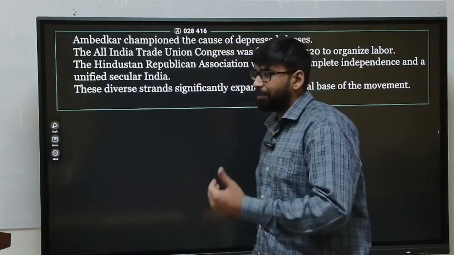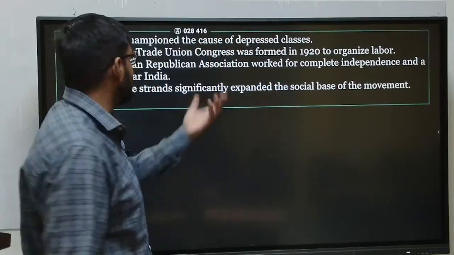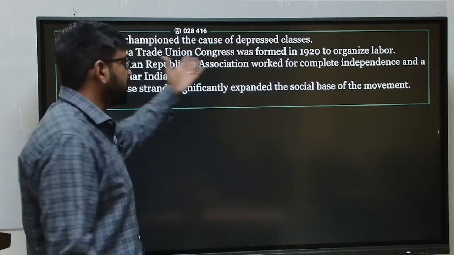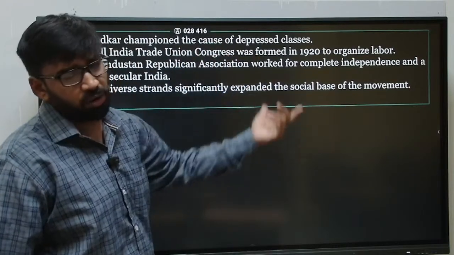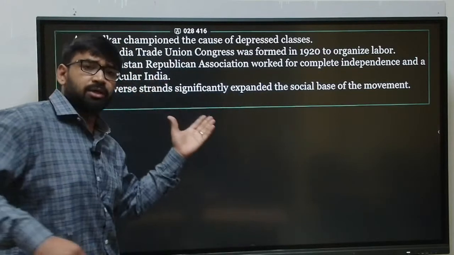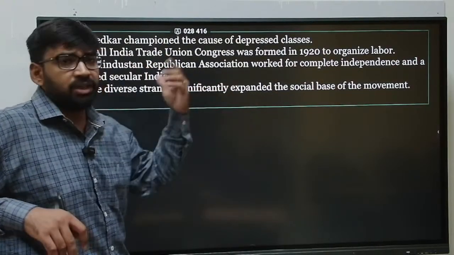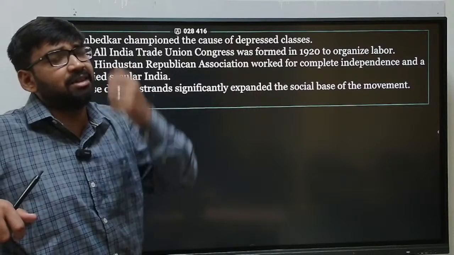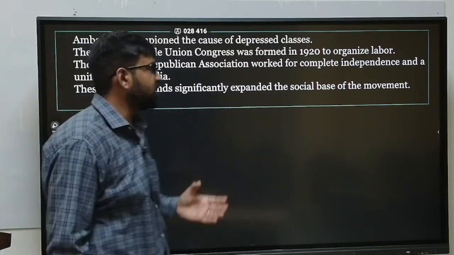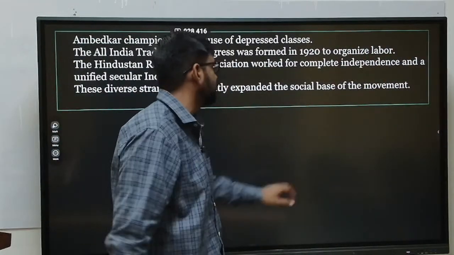Okay, so Ambedkar also helped in the emancipation of their class, so he became a champion of the cause of the depressed class. Okay, the All India Trade Union Congress was already established in 1920 to organize laborers. Then the party of Bhagat Singh, Hindustan Republican Association, they worked for complete independence, and they also inspired the youth of India. Okay, so these diverse trends show the expansion of the social base of the movement.